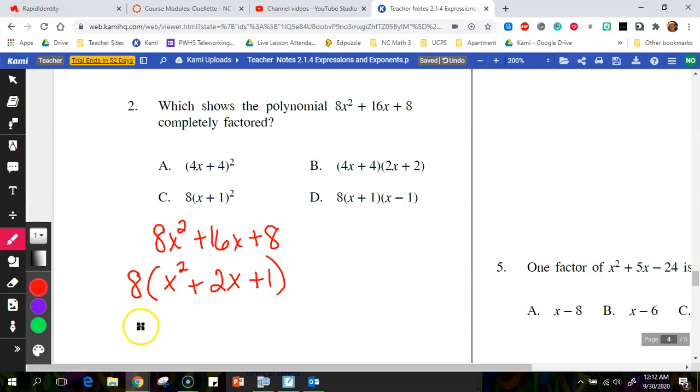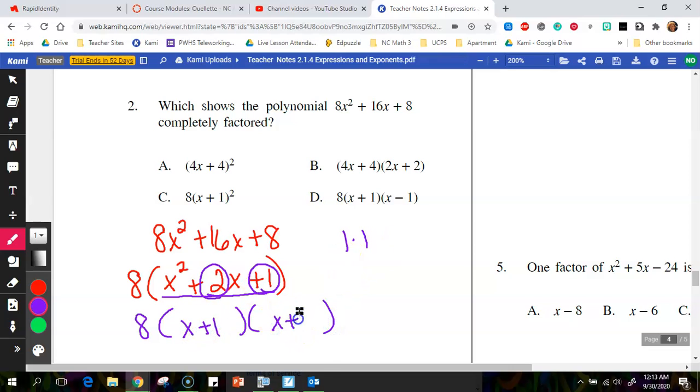So then I can just take this part and factor it. What I'm looking for is a factor pair for 1 that when I add it, I get 2. Well, there's only one factor pair for 1, and that's 1 times 1. So I know I'm going to keep my 8 there, and then do my parentheses. It's got to be positive 1 and positive 1. So x plus 1, x plus 1.